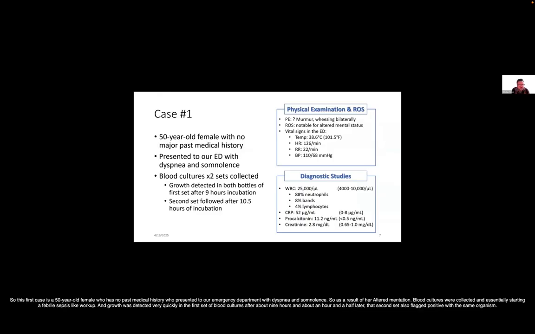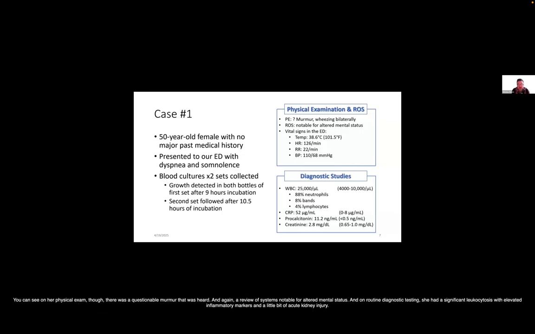So this first case is a 50-year-old female who has no past medical history, who presented to our emergency department with dyspnea and somnolence. As a result of her altered mentation, blood cultures were collected, essentially starting a febrile sepsis-like workup. Growth was detected very quickly in the first set of blood cultures after about 9 hours, and about an hour and a half later, the second set also flagged positive with the same organism.